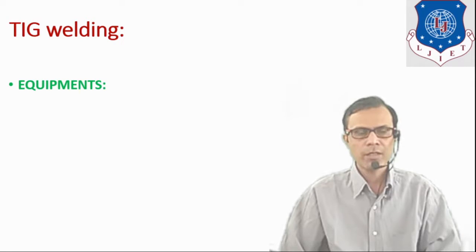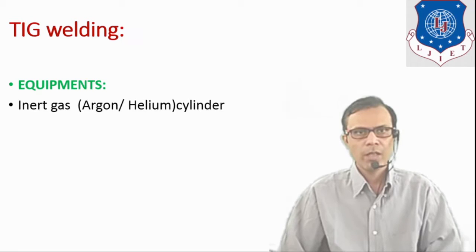TIG welding is the short form of tungsten inert gas welding. The equipment used for this process is an inert gas cylinder. In this process, argon or helium is used as the inert gas. The function of the inert gas is to prevent contamination of the welding zone from the atmosphere. So generally argon or helium, or sometimes carbon dioxide, may be used as the inert gas.